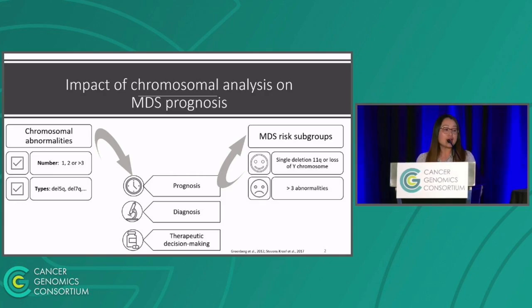We know that the identification of chromosomal abnormalities is important for the prognosis, diagnosis, and therapeutic decision in MDS patients. Chromosomal abnormalities classify MDS patients into different prognostic subgroups based on both the number and the type of abnormality. For example, a patient with a single deletion 11q has a very good prognosis. On the other hand, a patient who has more than 3 abnormalities will have a very poor prognosis with the lowest median survival.